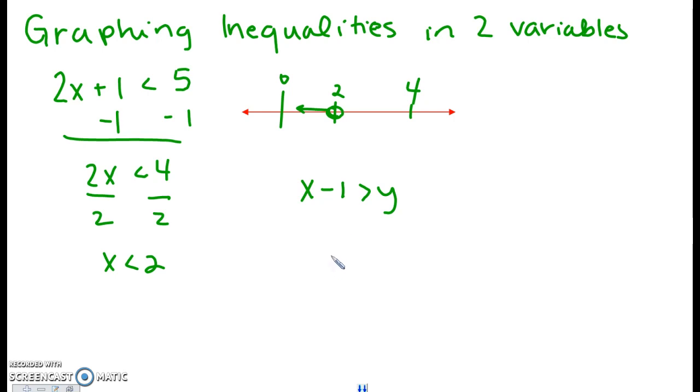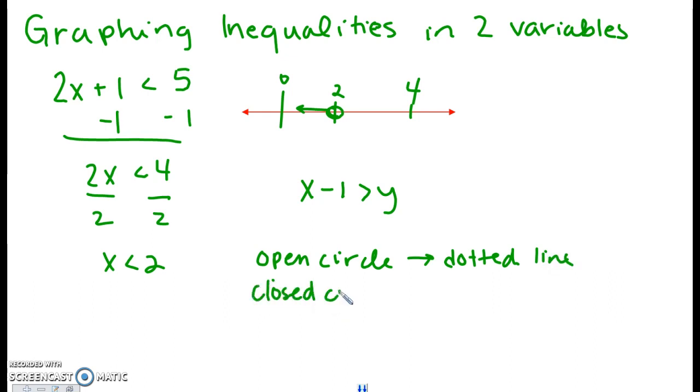So there's going to be a few things we need to know. If we had an open circle before, we will start to use a dotted line for our inequality. If we used a closed circle, we will use a solid line. And again, this will make a little bit more sense when we start actually solving and graphing these. Okay?